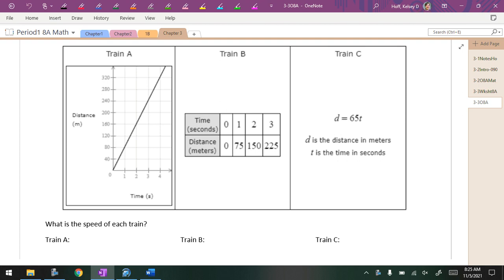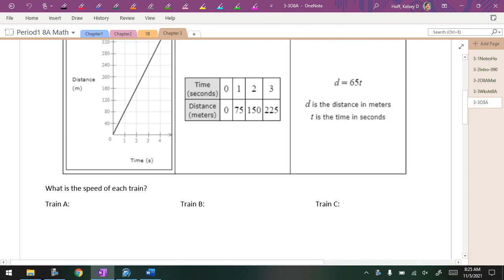Train A, they show us in a graph. Train B, they show us in a chart. And train C, they show us in an equation. And then it asks for the speed of each train. Speed is really your slope. So what we need to do is go back to train A, B, and C, and we need to find the slope.